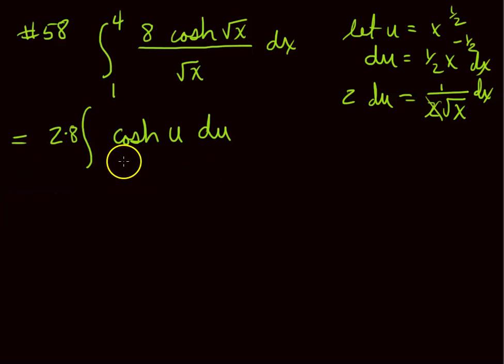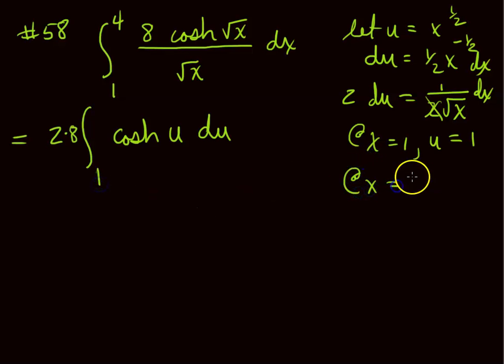So now I need these limits of integration. So at x equals 1, u equals... If x is 1, square root of 1 is 1. So I can start that at 1. At x equals 4, u is the square root of 4, or 2. So I can then change those limits, make this a little easier.